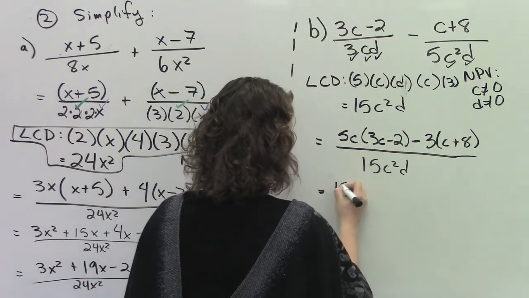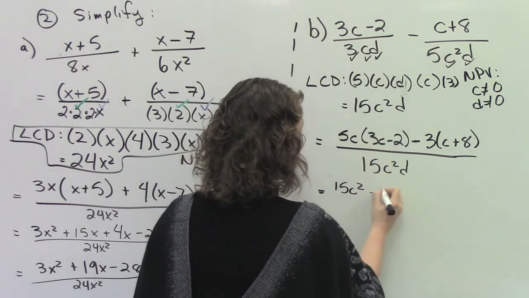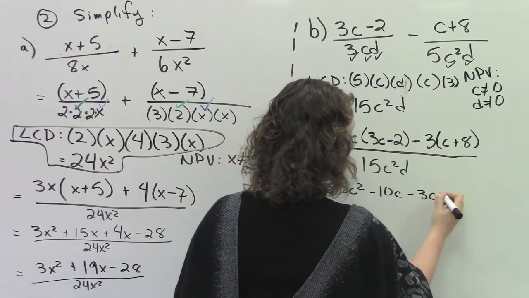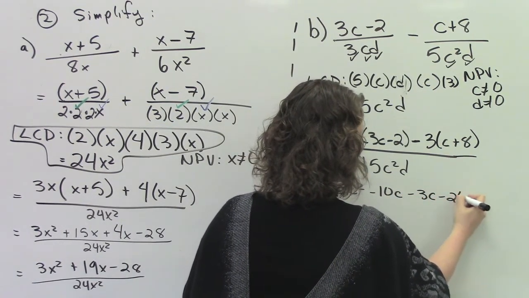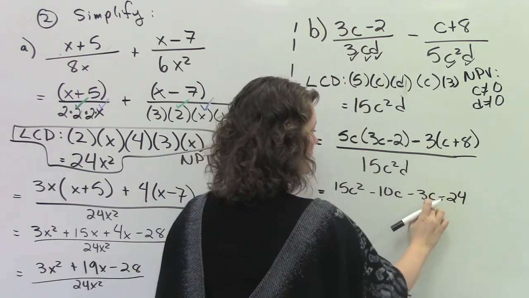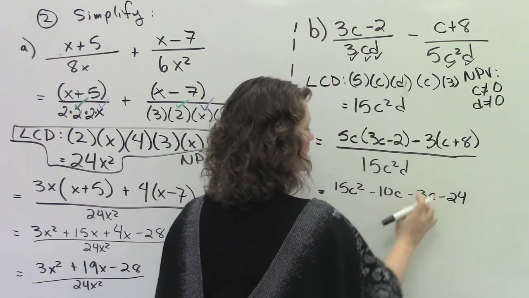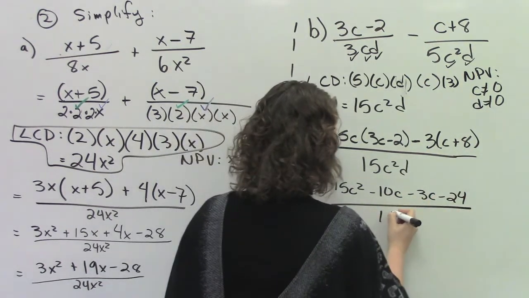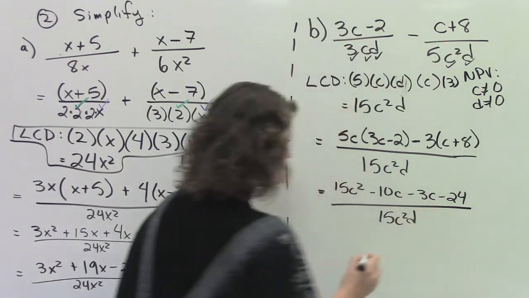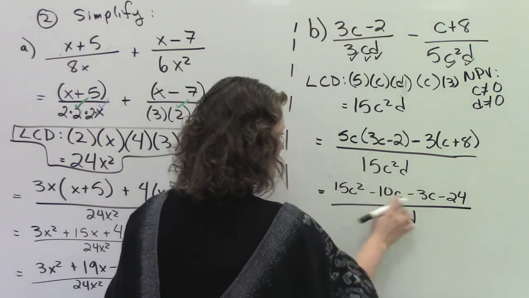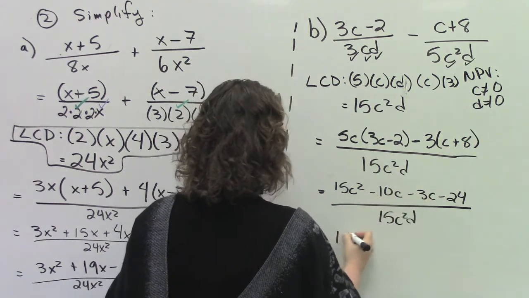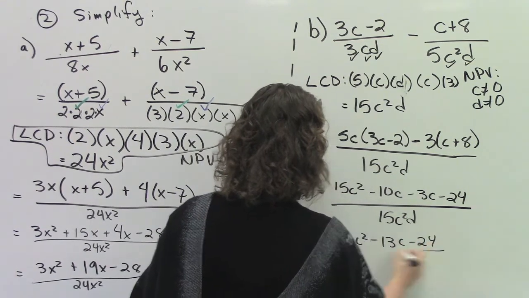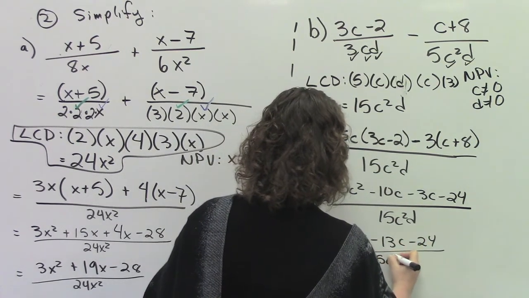So we have 15C squared minus 10C minus 3C minus 24. Negative 3 times C is negative 3C. Negative 3 times 8 is negative 24. All over 15C squared D. I'm going to collect like terms. 15C squared minus 13C minus 24 all over 15C squared D.